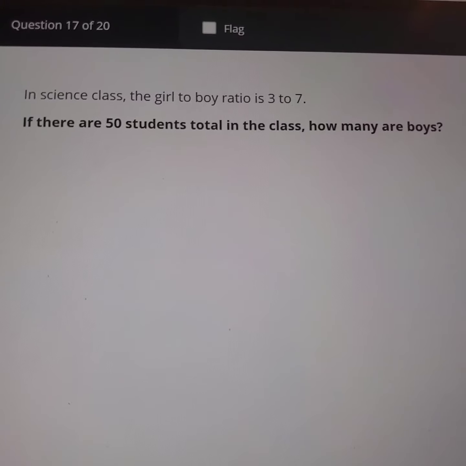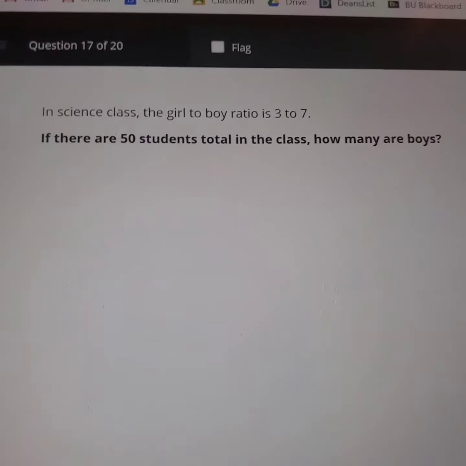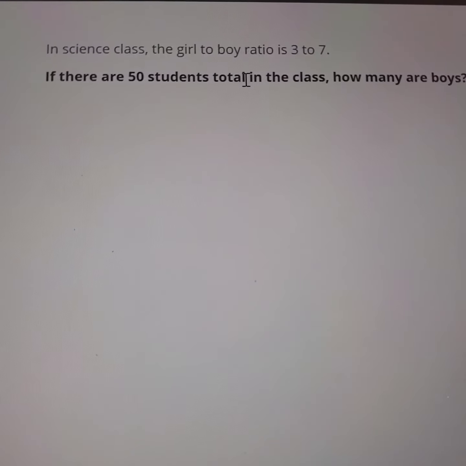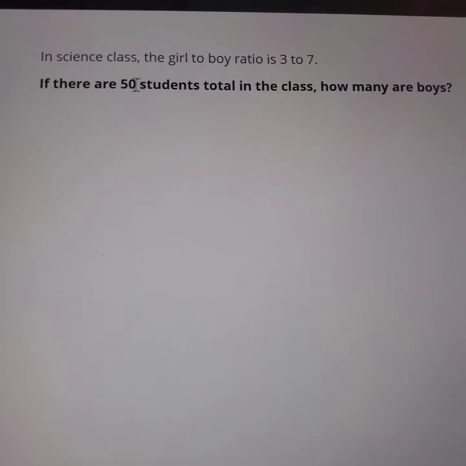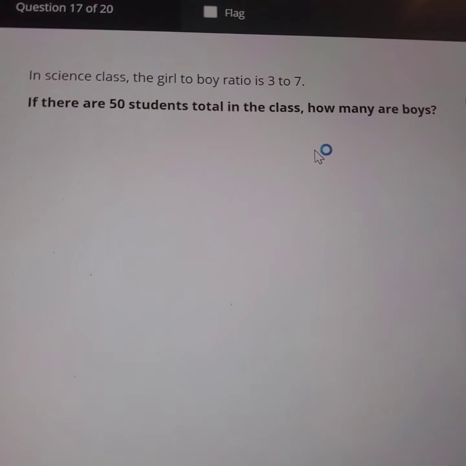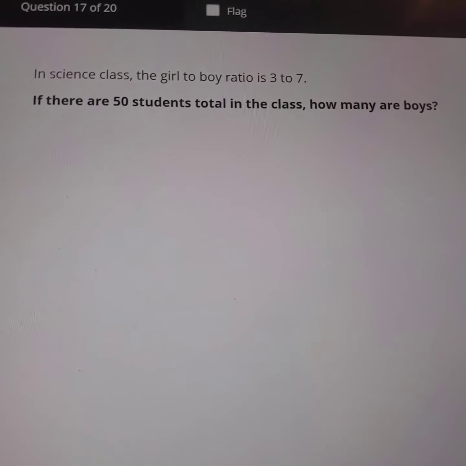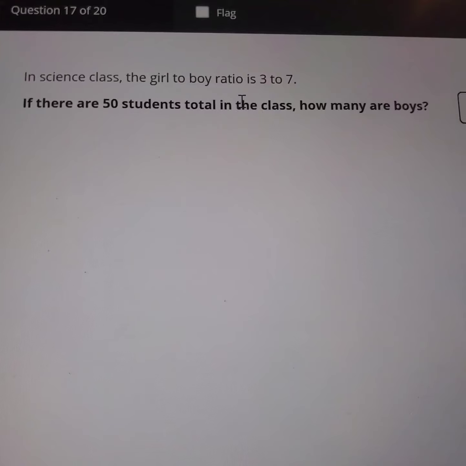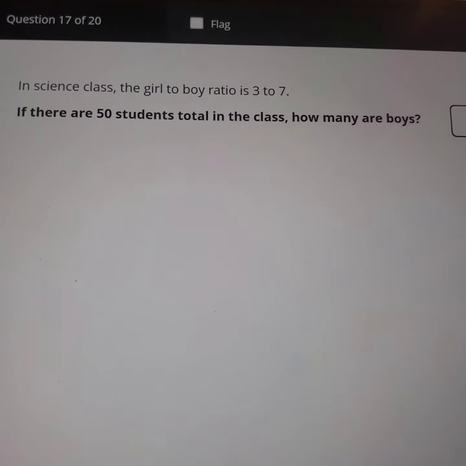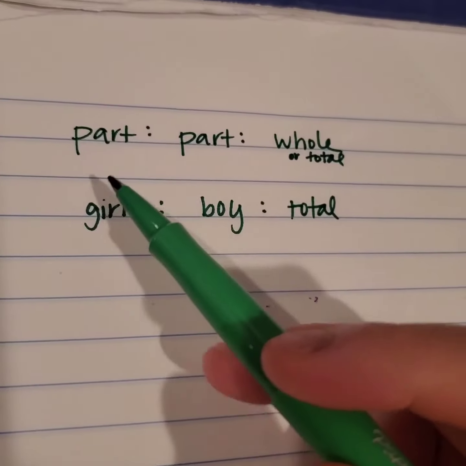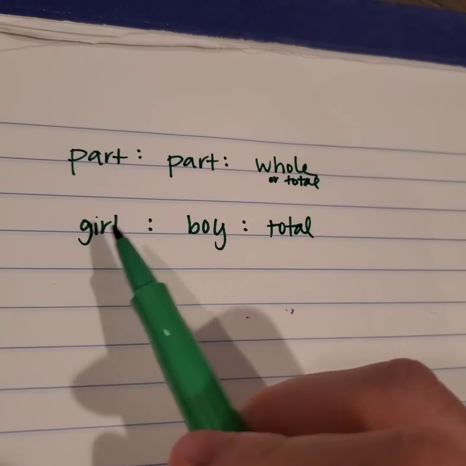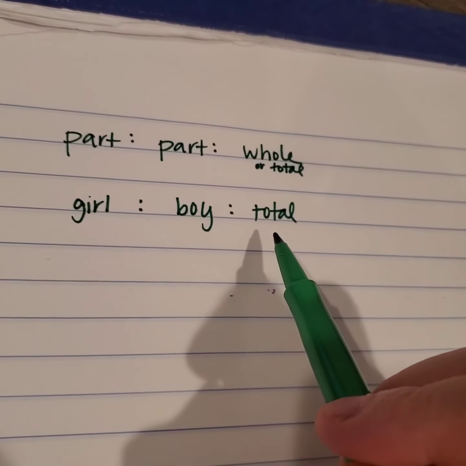So we haven't talked about this in a while, but we have a ratio of girls to boys. And the other piece of information that they give us is the number of total students. So we not only have girls and boys that we're comparing, we are also taking into account the number of total students. So for this problem, we're dealing with part to whole ratios. So we're working with part to whole or total ratios. In this case, the two parts are the girls to boys, and then we have to find the total separately.